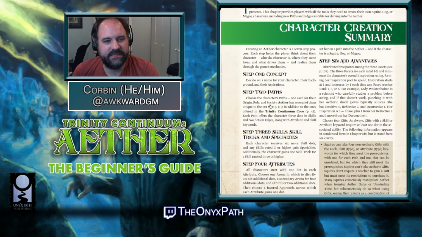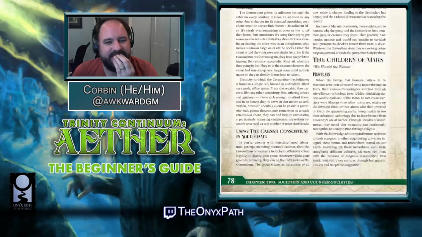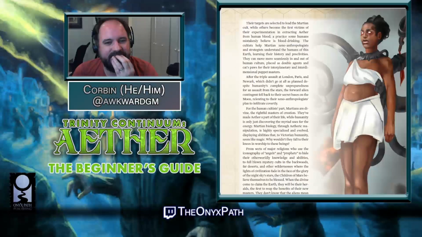So as a scientist, we do get to choose our character paths, one each of an origin, role, and a society path, in addition to the ones offered in the Trinity Continuum core. And then this is when we get our skills and attribute dots. So let's look at the societies and counter societies. I'm looking at the counter societies again because I always like looking at these things.